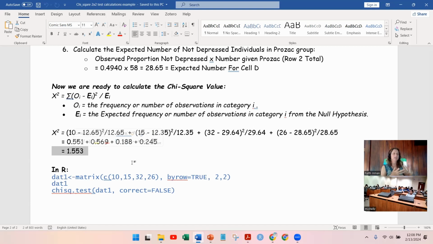And then you could go to a lookup table and you could look it up with our X degrees of freedom, but never mind that. We'll just go ahead and put it into a matrix.